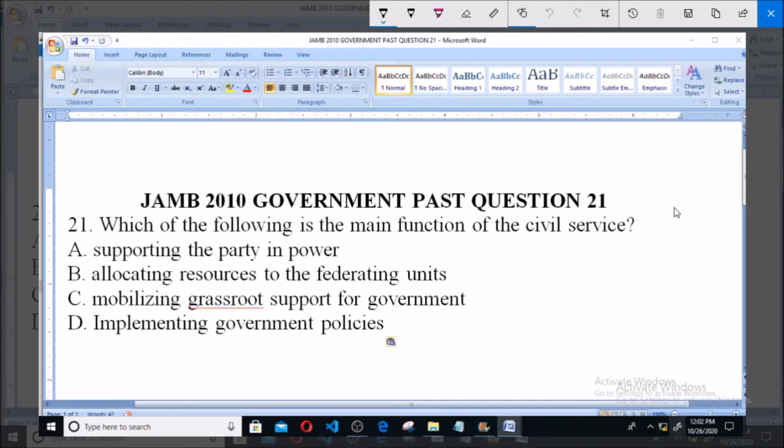Question number 21. The question number 21 here says, which of the following is the main function of the civil service? Which of the following is the main function of the civil service?